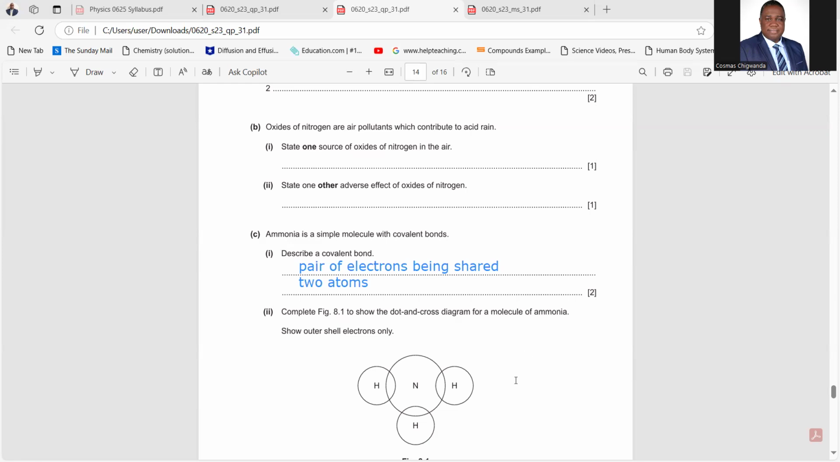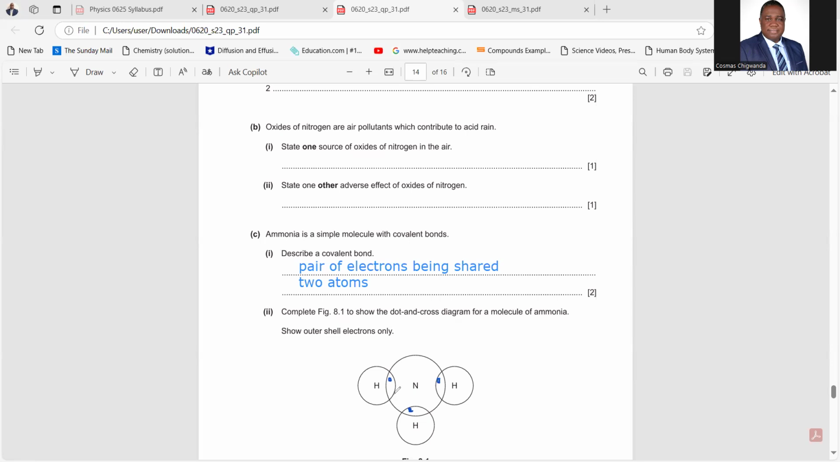And then what you see down here is a dot and cross diagram, which we want to do for a molecule of ammonia. Because it's a dot and cross diagram, we expect to see the dots and we expect to see the crosses. Now, if you decide to put the crosses for hydrogen, then it must be consistent. So we're going to put the dots for hydrogen. One dot for this hydrogen, another dot for this hydrogen, and another dot for that hydrogen. I'm done with hydrogen. I have three hydrogens, so I've put three dots.